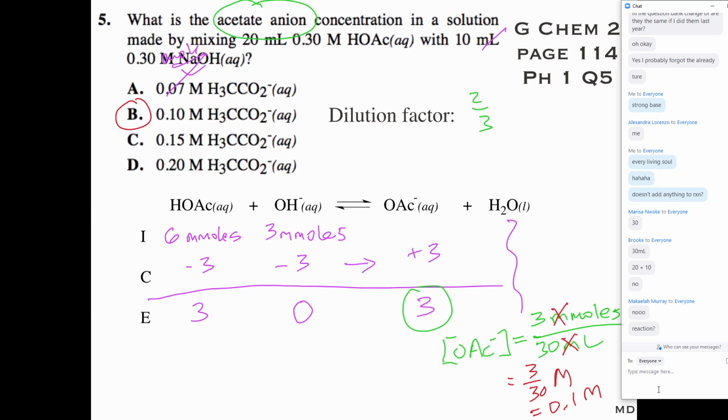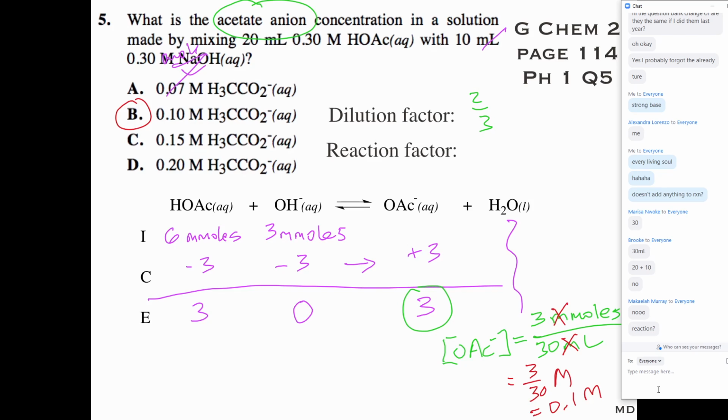Where I come up with that is, you start with 20, you finish with 30. So you agree just based on diluting it, it's going to be 2/3 the original concentration. And then the reaction factor: how much of the HOAc is being converted over to OAc minus? You start with 6, you go down to 3 and go up to 3. So the original 6, you agree half of it is converted over.